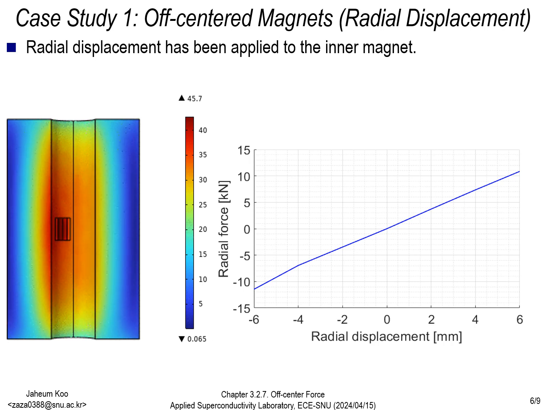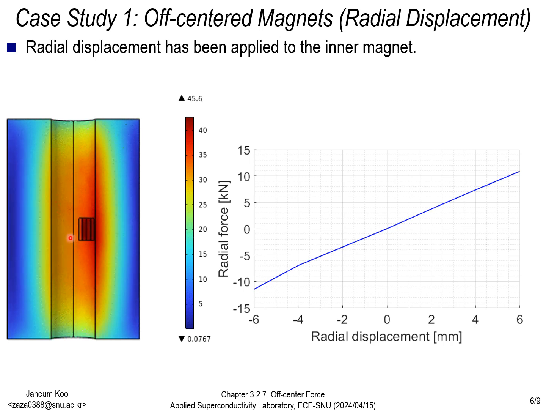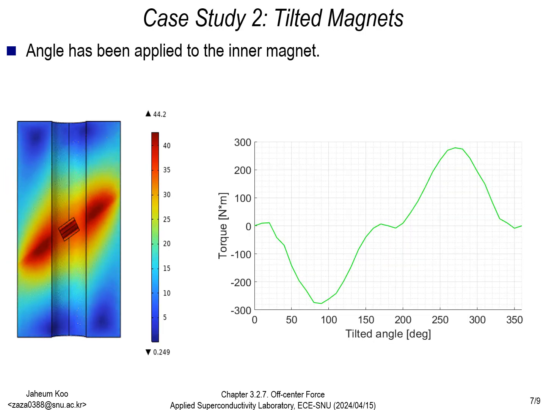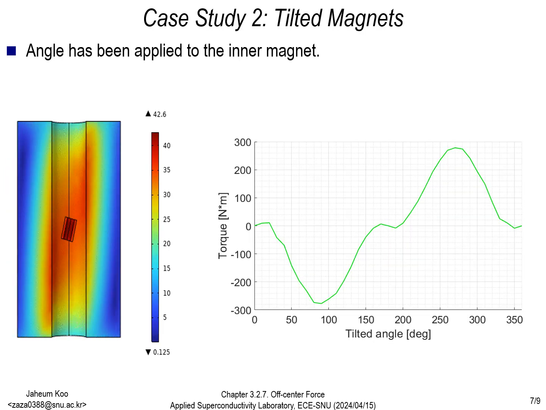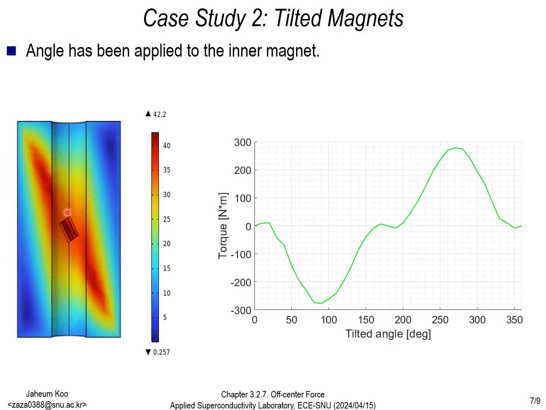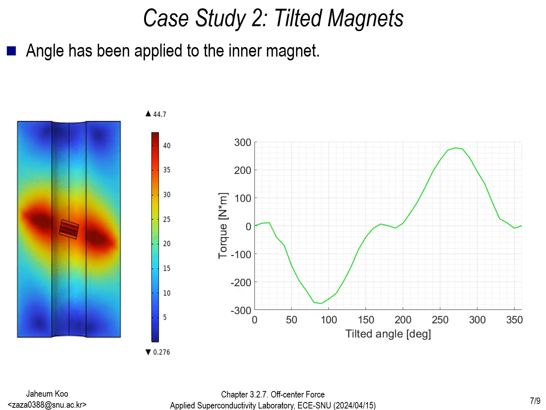Similarly, when the magnet is moved in the radial direction, even a small displacement can generate significant off-center forces. When the axes of the magnet are tilted, substantial torque can be induced as well.